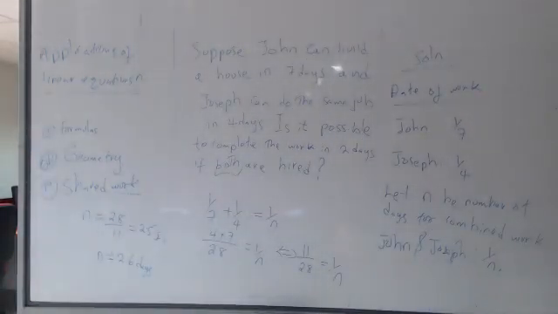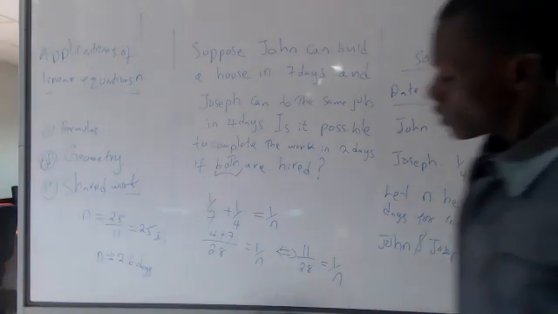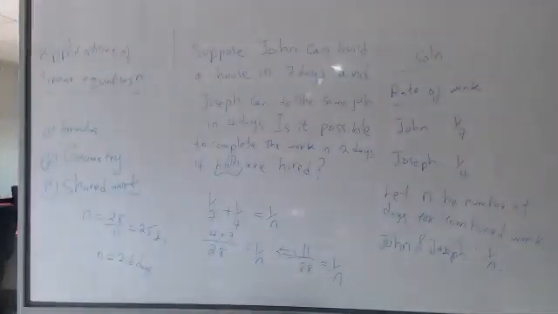Also, I have a question. Yes. I'm trying to understand why you put 1/n instead of just putting n. What is the explanation behind the 1/n there? Where I put? You said let n be the number of days for combined work. Yes. And you combine the work of John and Joseph, you put 1/n. Why did you put 1/n instead of just putting n?